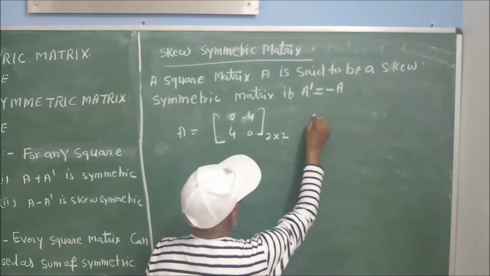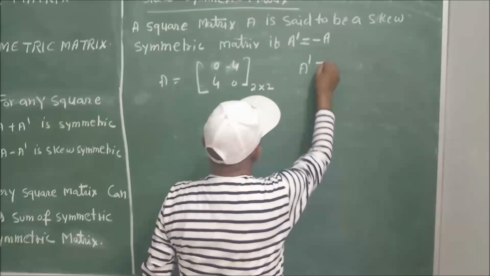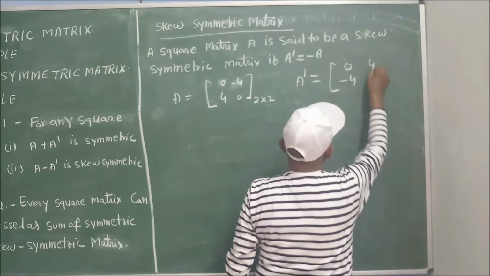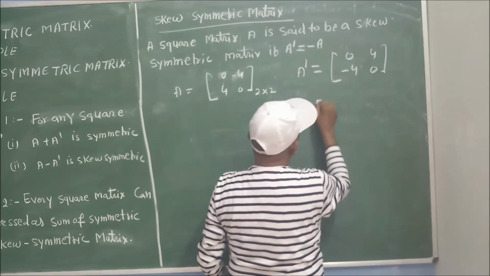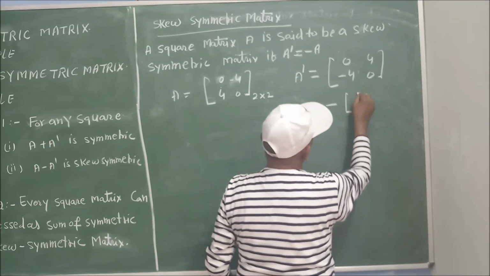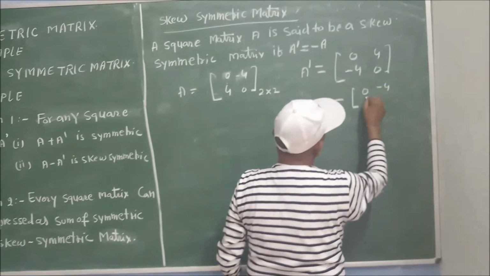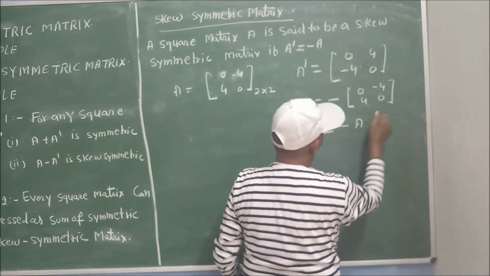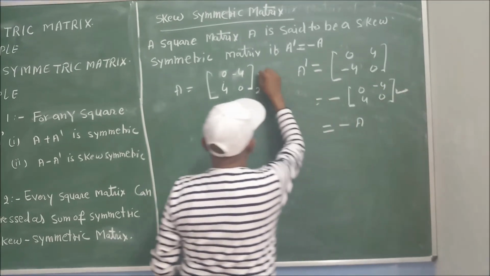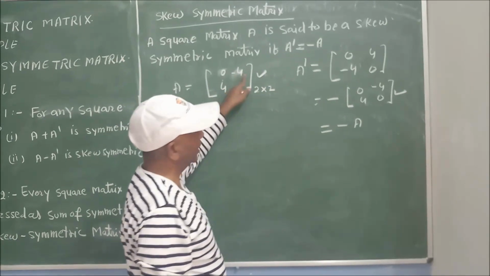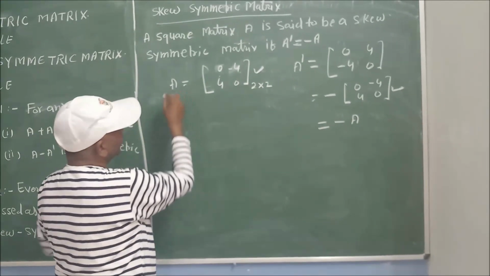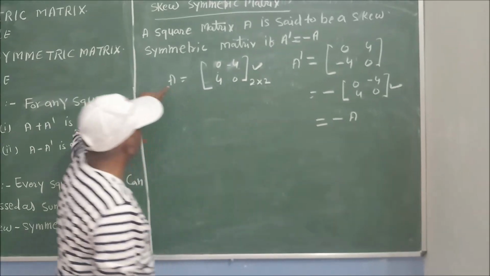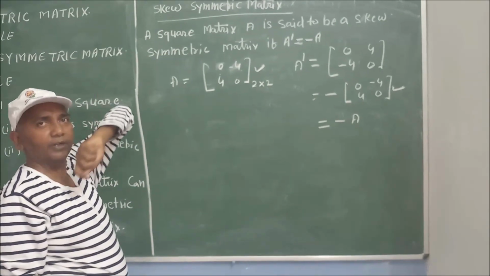So what is the A transpose? A transpose can be written as 0, minus 4, 4, 0. So if we take minus as common, it becomes minus of 0, 4, minus 4, 0. So this is nothing but equal to minus A. These matrices are the same as this matrix. So here we have shown that A transpose is equal to minus A. This means A is a skew symmetric matrix.